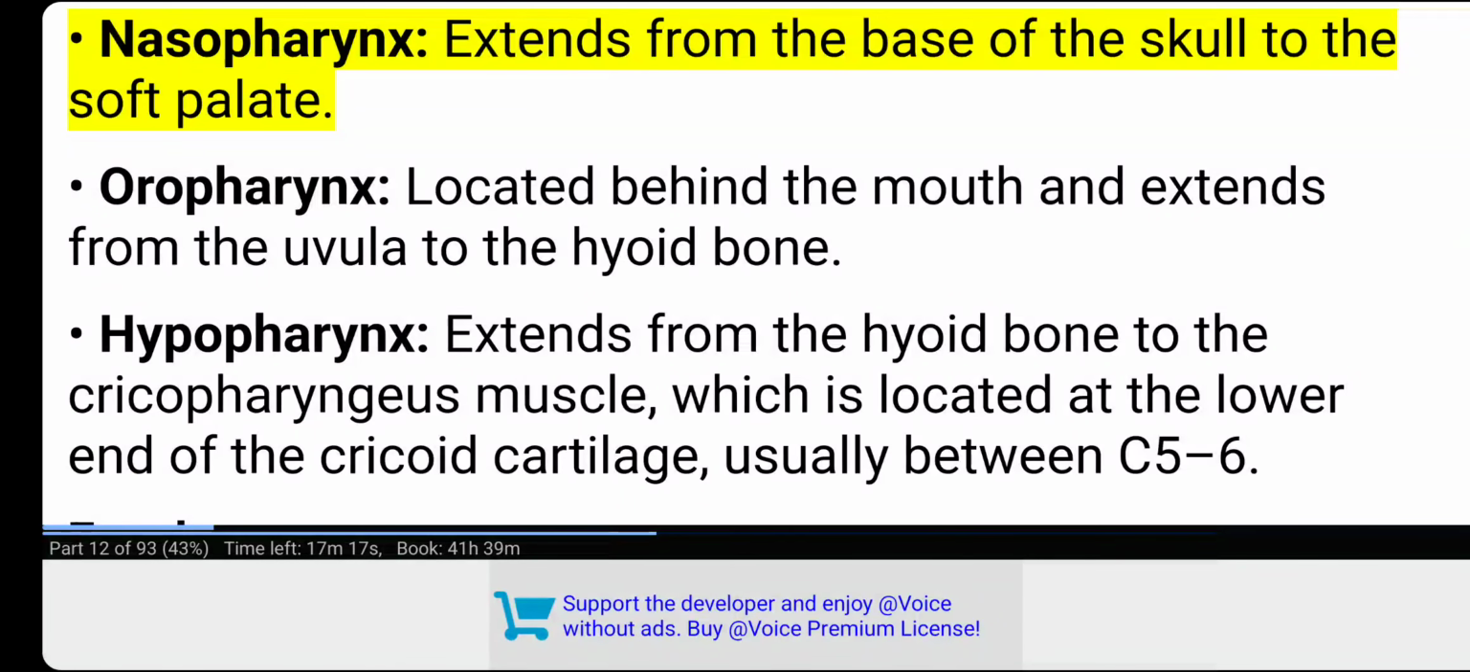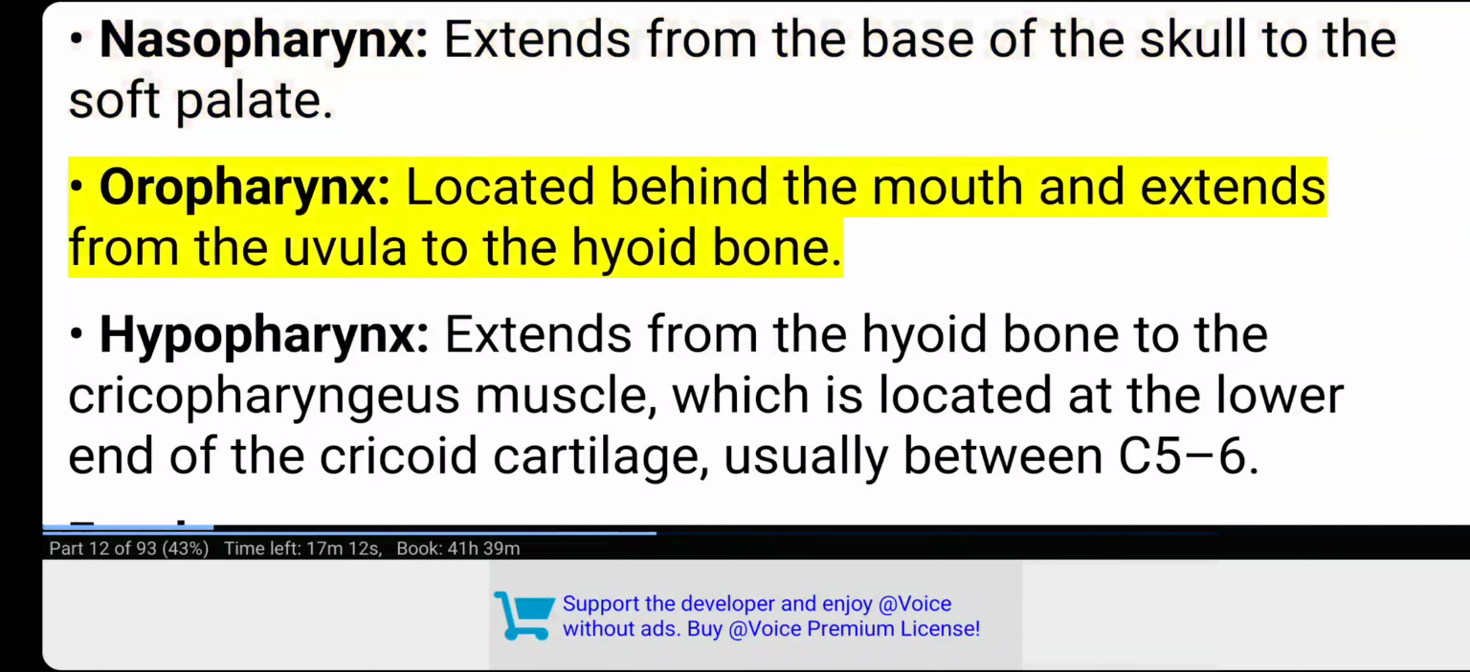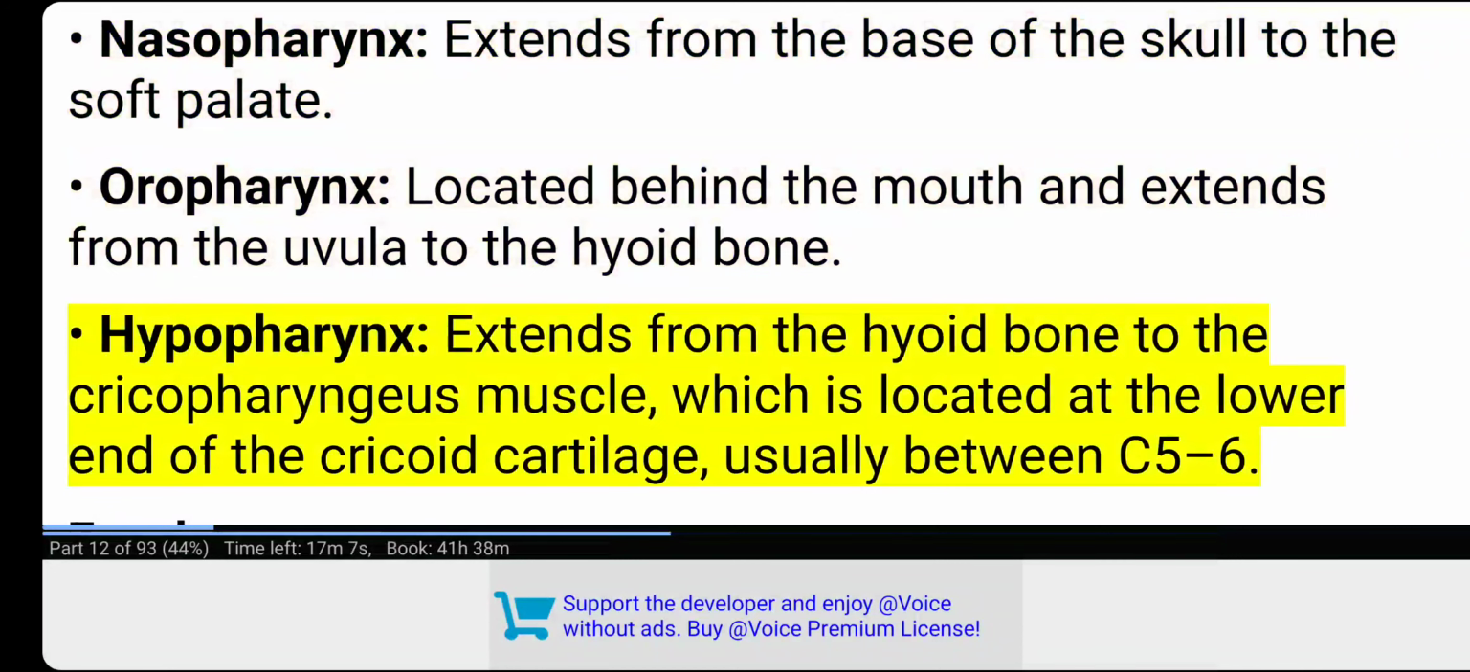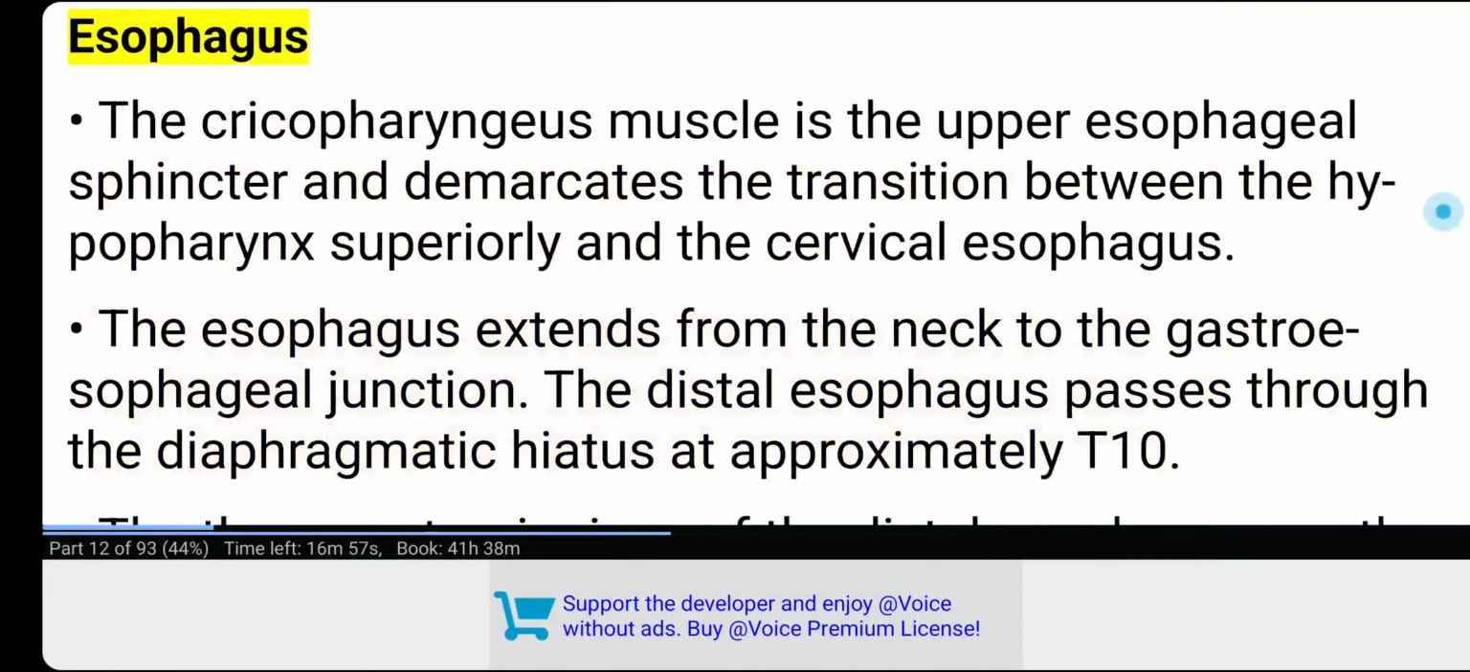Esophagus anatomy. Pharynx. Nasopharynx: extends from the base of the skull to the soft palate. Oropharynx: located behind the mouth and extends from the uvula to the hyoid bone. Hypopharynx: extends from the hyoid bone to the cricopharyngeus muscle, which is located at the lower end of the cricoid cartilage, usually between C5 to 6.